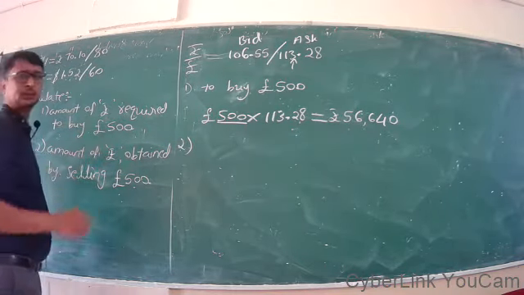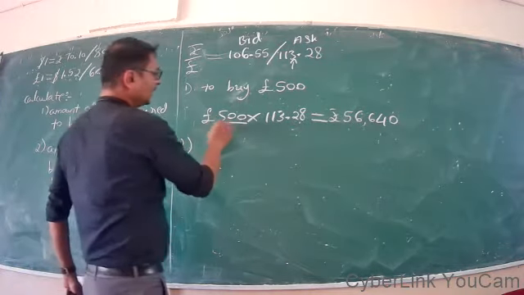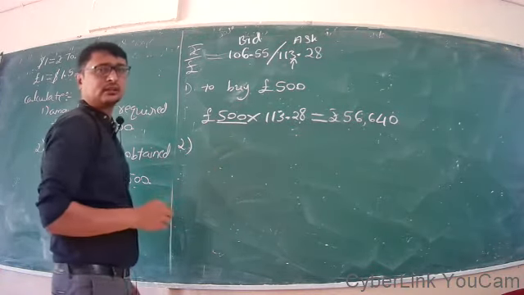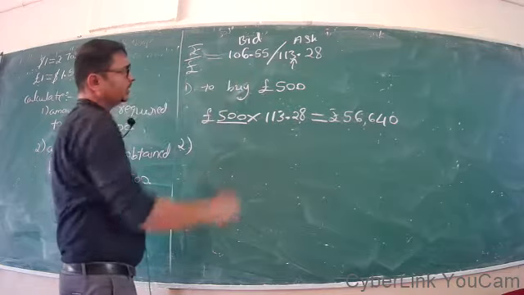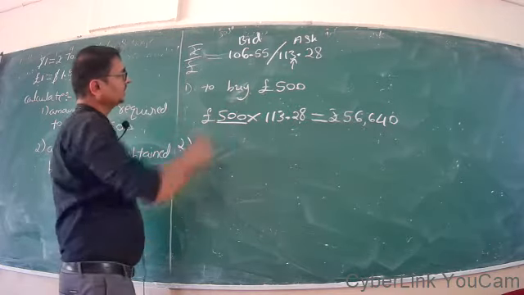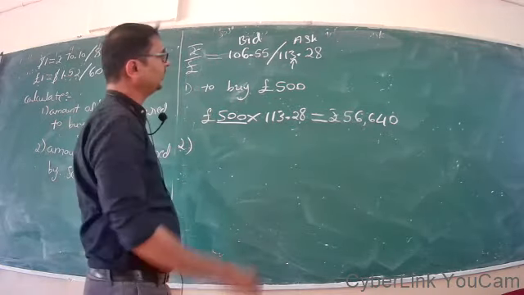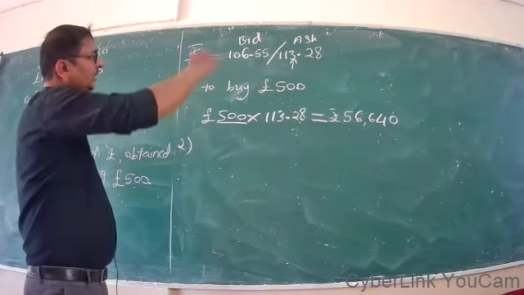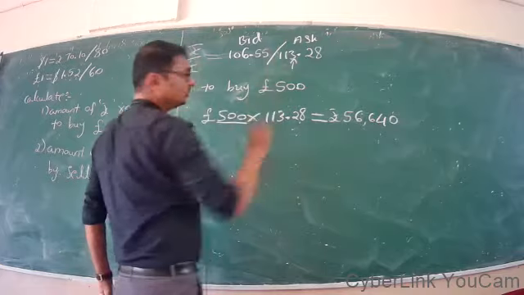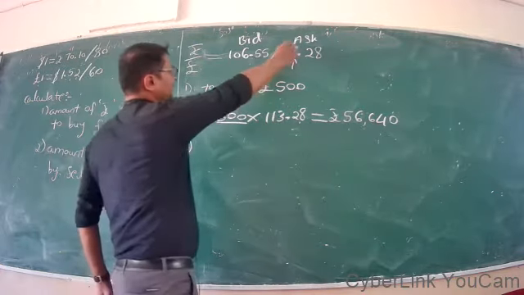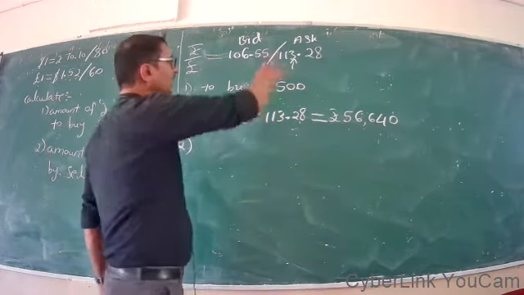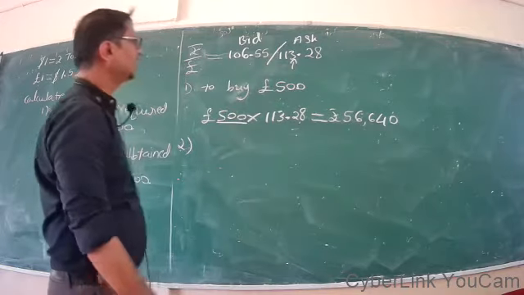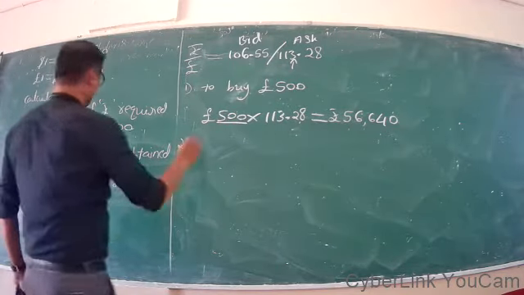So now simply we solved that. We need to buy 500 sterling pound, and we go to the market, and the market gives us this quotation saying 106.55 and 113.28. So we need to buy at this rate, because if we are the buyer, the banker is the seller. So the banker always sells at the higher rate, 113.28. That is the ask price.